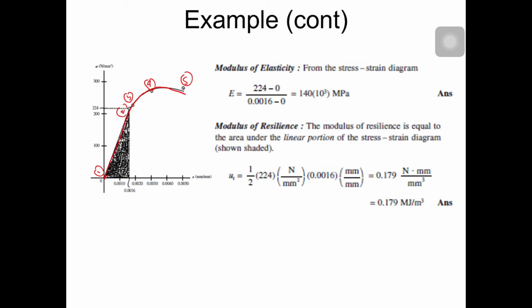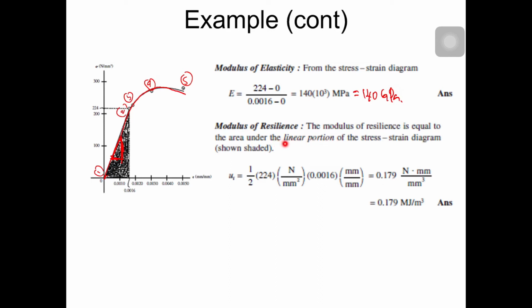So calculate the modulus of elasticity. Modulus of elasticity is the slope for this straight line. So the slope is 224 minus 0 over 0.0016 minus 0. So you get the slope. Okay, slope. So you get the answer 140 times 10 to the power of 3 megapascal, or 140 gigapascal.